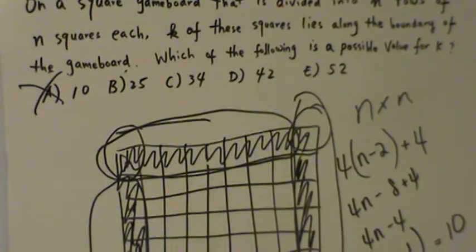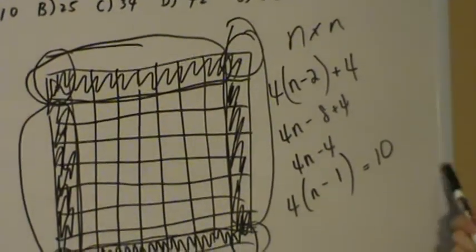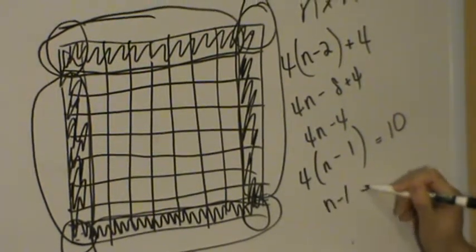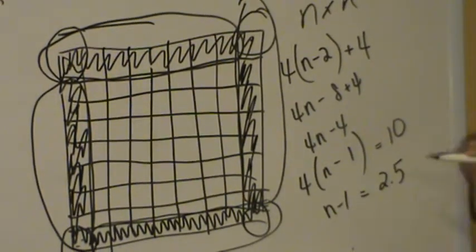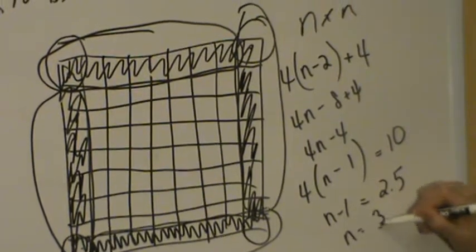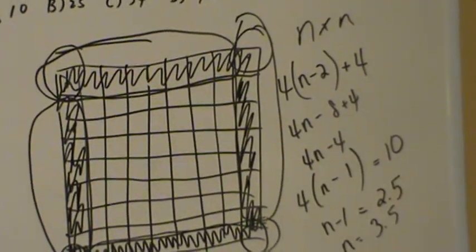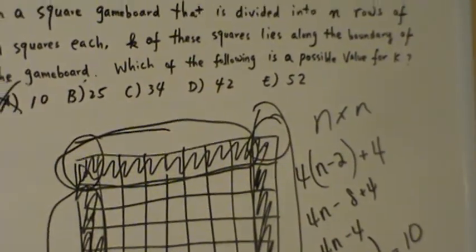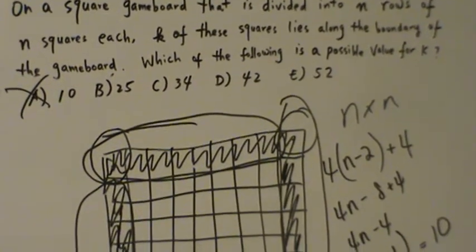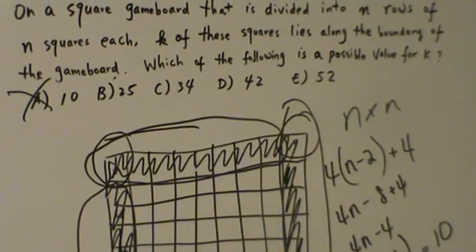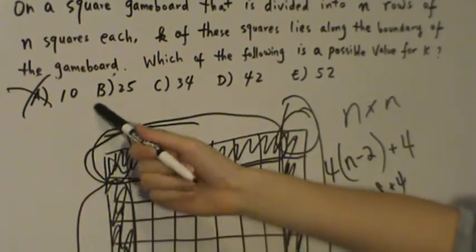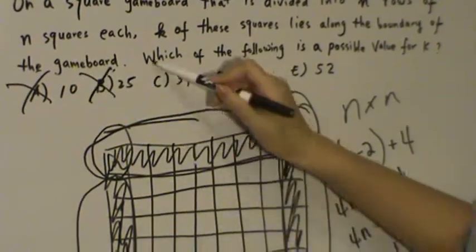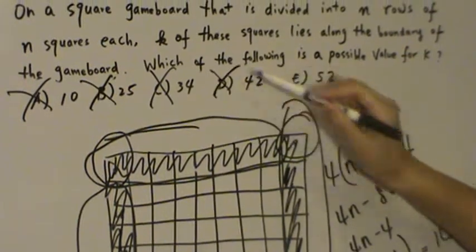Let's just check it real quick. Let's say that k was 10. 10 divided by 4 is going to give us n minus 1 equals 2.5. And then n would equal 3.5. You can't have a game board that is 3.5 by 3.5 squares. That doesn't make sense. So we see how important it is for k to be divisible by 4. Moving on. B is not divisible by 4, 25 is not, so that is out. Same with C, and same with D.